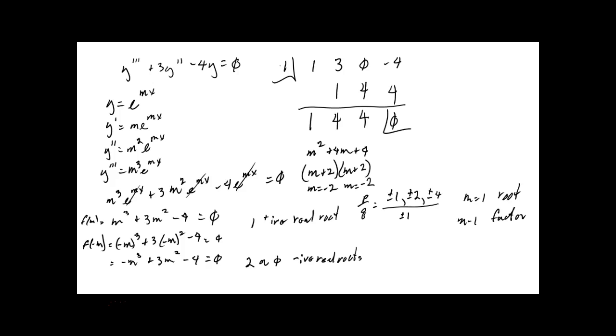Maybe it'll come back when I do the next step. Okay, m equals 1 is a root, m equals minus 2 is a root, and m equals minus 2 is another root.